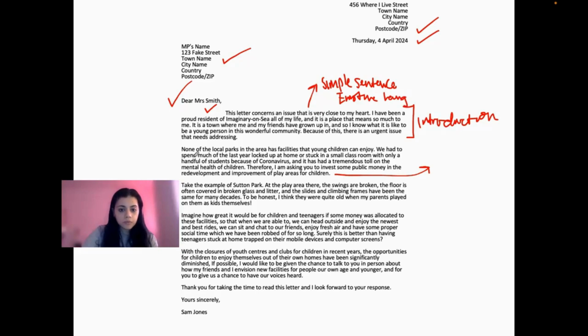Now, he gives his reasons for why he wants the funds to create new play areas. He talks about the coronavirus, he talks about mental health, and he uses a lot of emotive language when he's talking about these things. And this is really, really good if he wants to persuade the reader, like I assume he's doing here. He also uses things like alliteration, a tremendous toll.